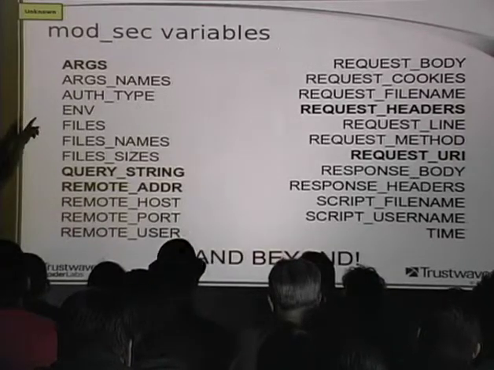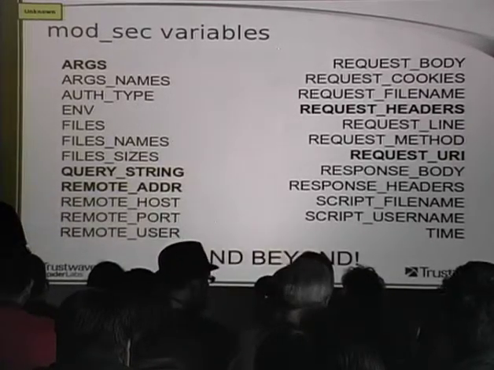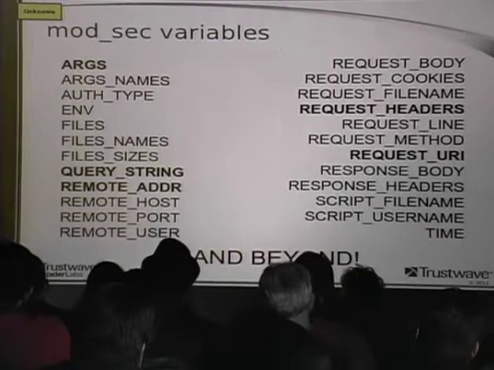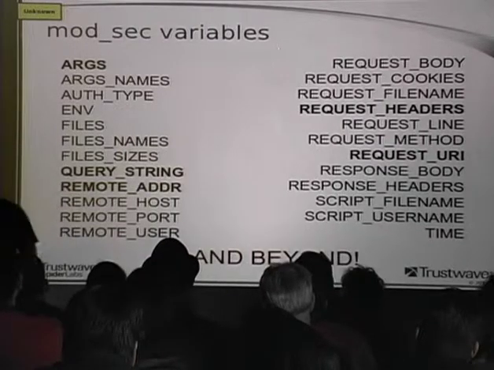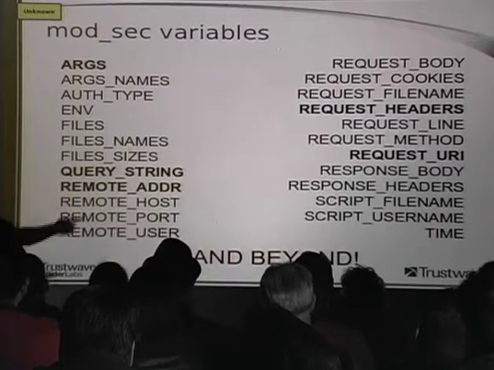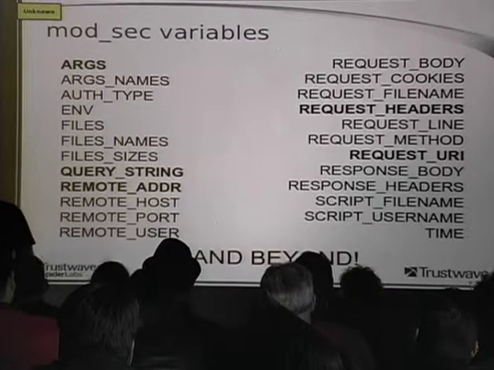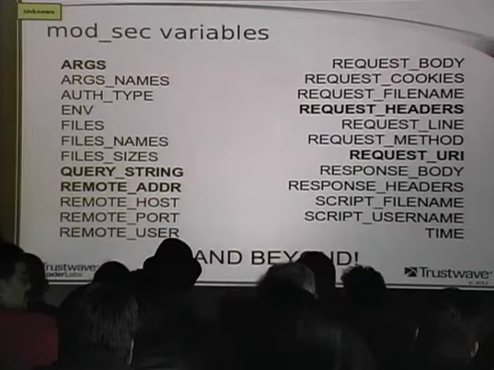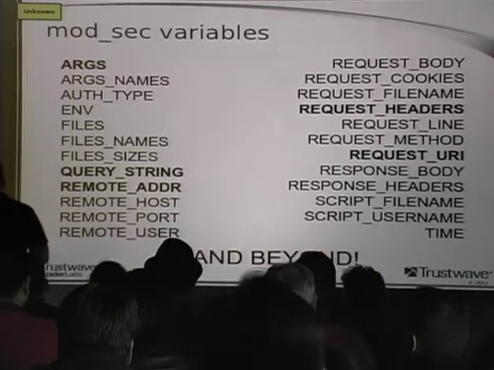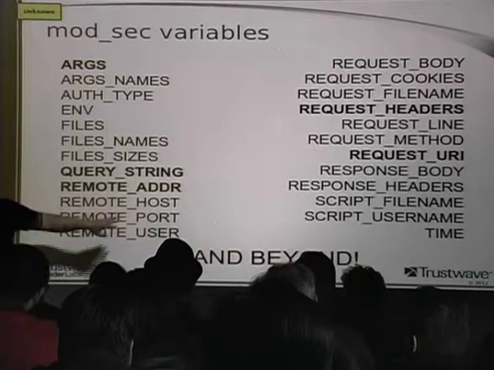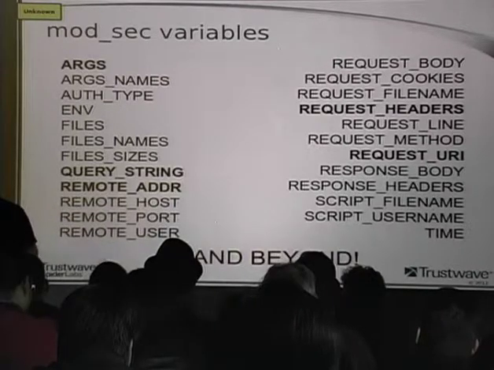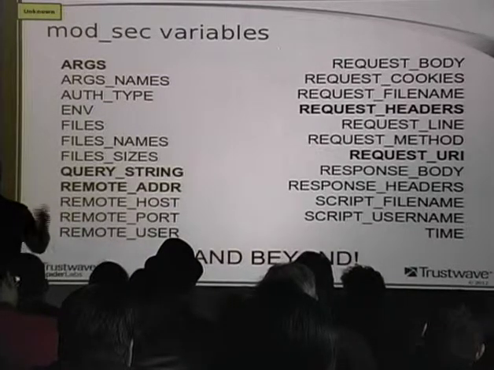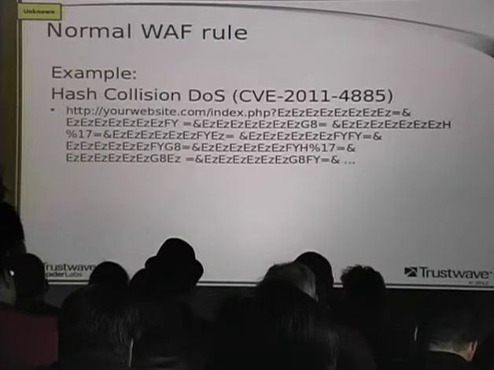The common ones are arguments, which are the key value pairs that are passed along to a web application. The request URI, the request headers, the headers that the user is sending. You can even look at the response body, saying, did the request include something that looks a little bit like XSS and the response actually include the same information? You can do that for XSS protection. Query string, remote address. These are the most common ones, but there's lots of variables that you can actually touch onto and use as a method to prevent attacks against your site.